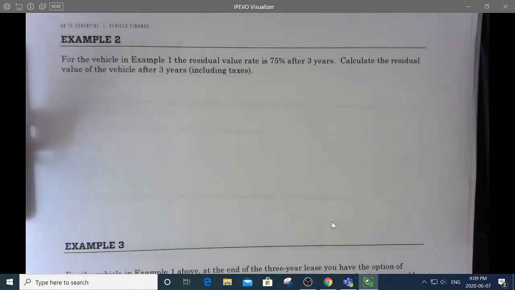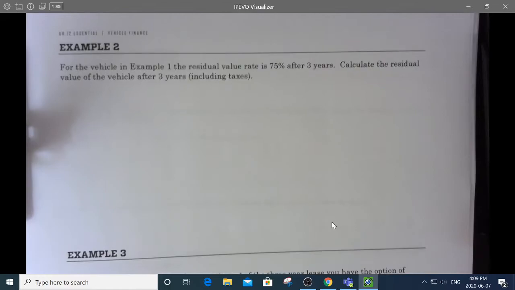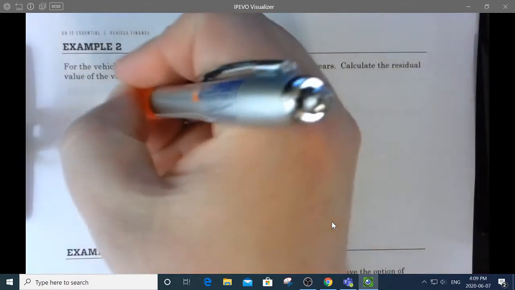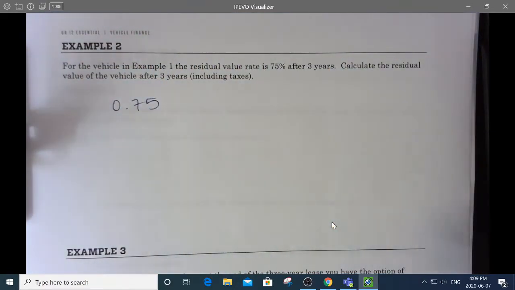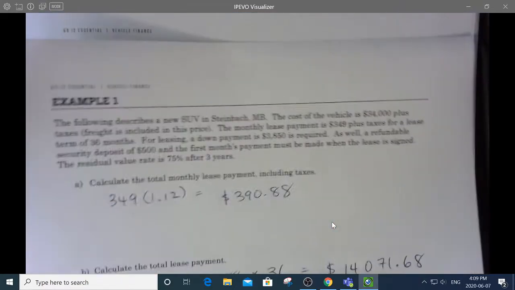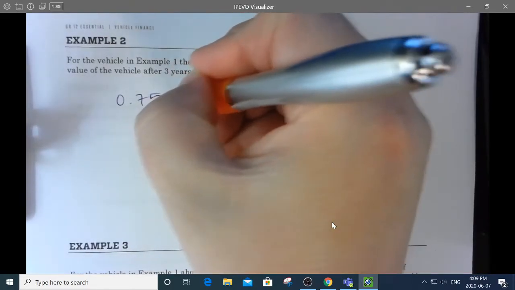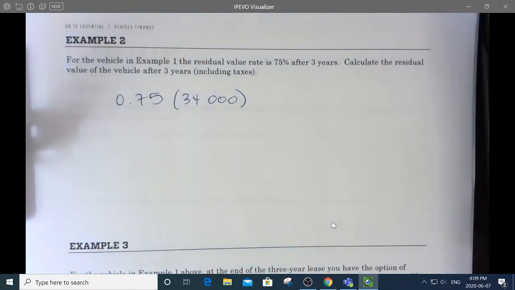Calculate the residual value of the vehicle after 5 years. Or sorry, after 3 years. 3 years. Very few leases would be 5 years. Okay, so 75% of, and this vehicle is worth, that's how good my memory is. What was this vehicle worth again? $34,000, right. So 75% of $34,000.